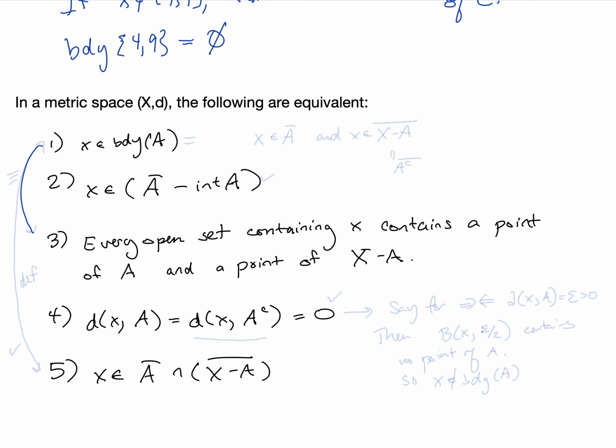So we've already talked about these two statements being equivalent earlier in this video, and we've used that fact throughout the video. I think the fact that 1 and 5 are equivalent is just by definition of the boundary. The boundary of A is the set of points x that are in A closure and x is in the closure of A complement. That's the definition of the boundary. So immediately that's the set A closure intersected with A complement closure. So the fact that 1 and 5 are equivalent is immediate.